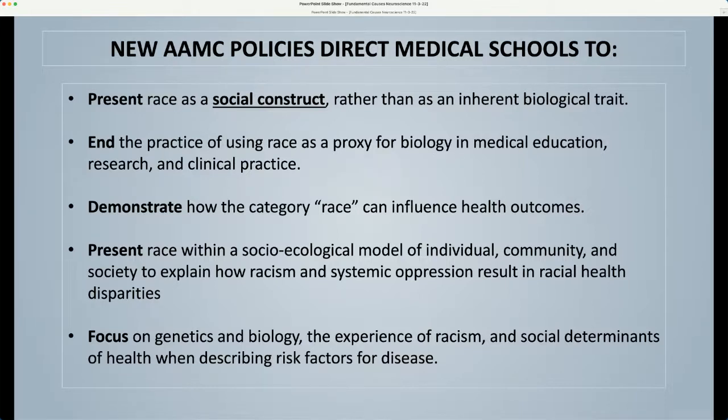This session and its content thus responds directly to recent guidelines issued by the American Association of Medical Colleges that call for medical schools to present race as a social construct rather than as an inherent biological trait, to end the practice of using race as a proxy for biology in medical education, research and clinical practice, to demonstrate how the category race can influence health outcomes, to present race within a social ecological model of individual, community, and society to explain how racism and systemic oppression result in racial health disparities, and to focus on genetics and biology, the experience of racism, and social determinants of health when describing risk factors for disease.